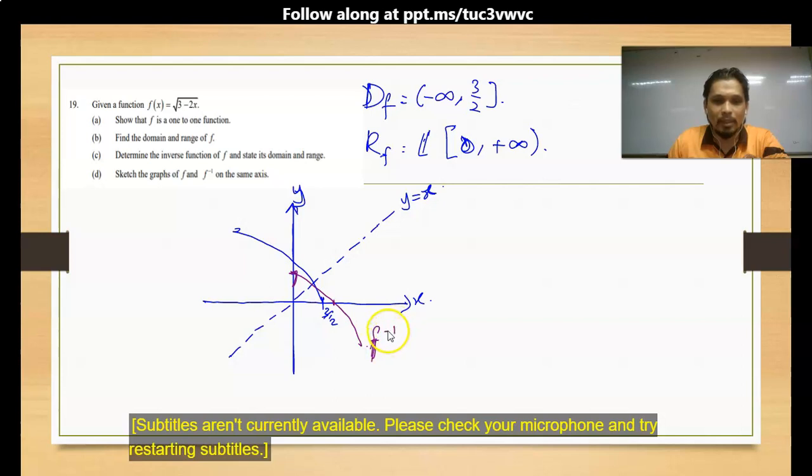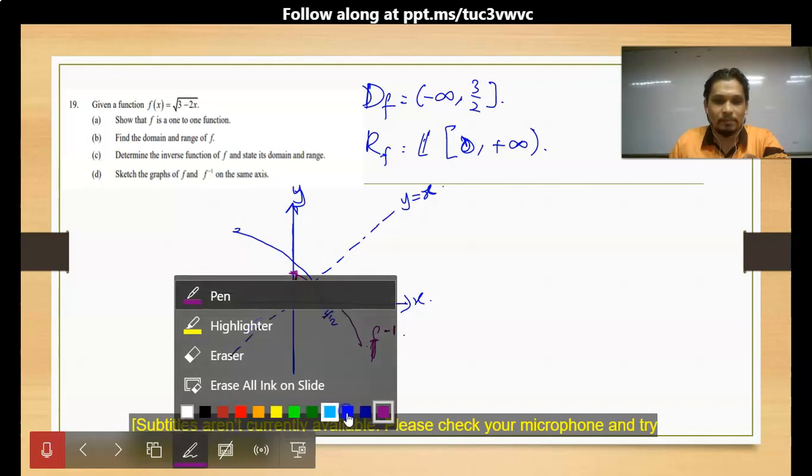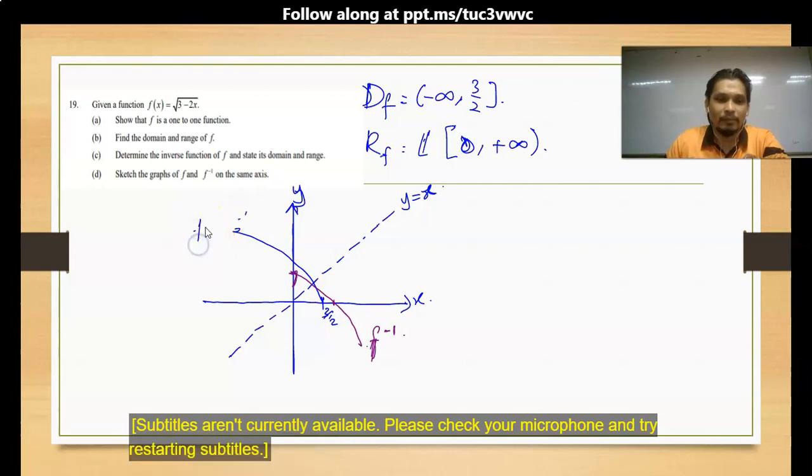There you go. So this is f inverse, and the one that I sketched with blue ink is the function of f. This is the function of f. Okay, so this is f inverse, and this is the function of f. There you go. Okay, next.